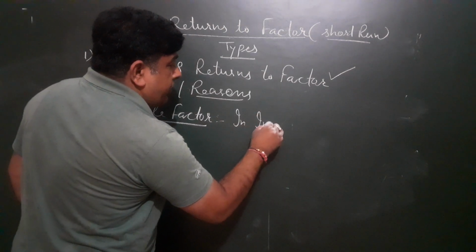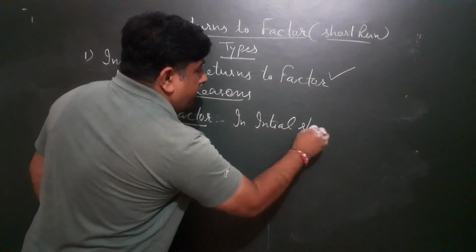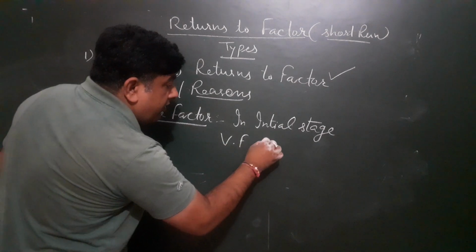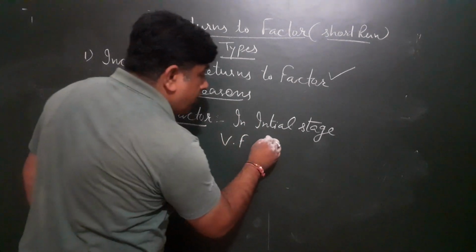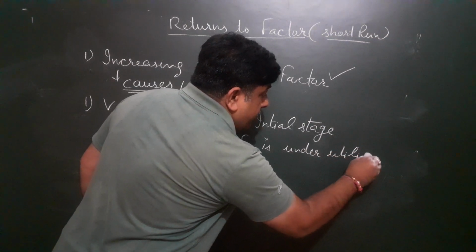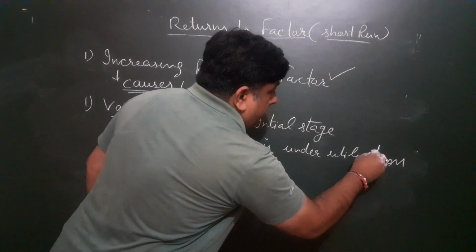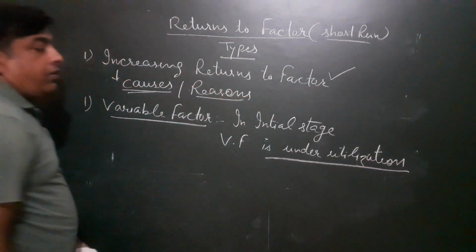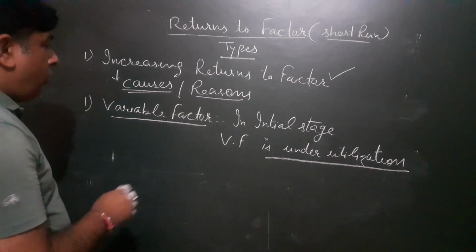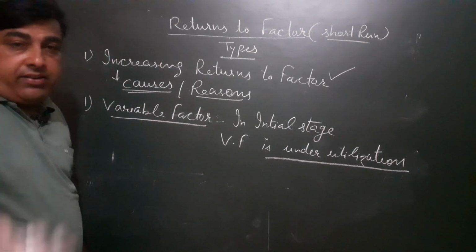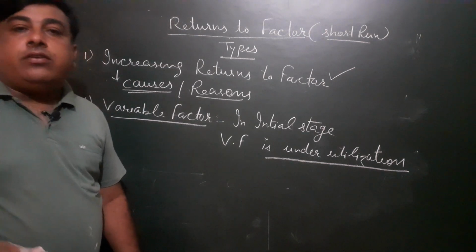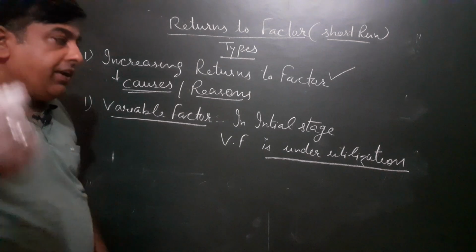In the initial stage, the variable factor is under-utilization. Variable factor is not fully utilized. So when we use variable factor with constant factor, there is an increase in total production at increasing rate.